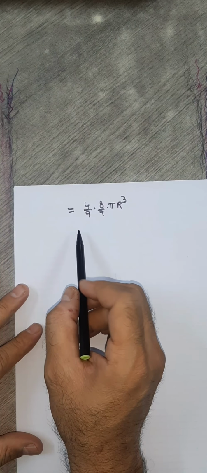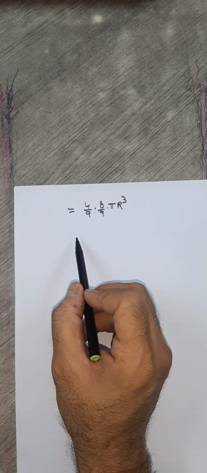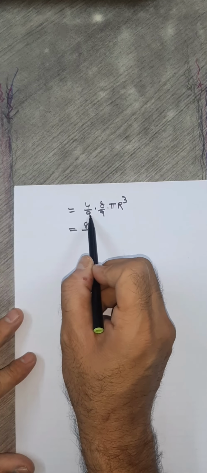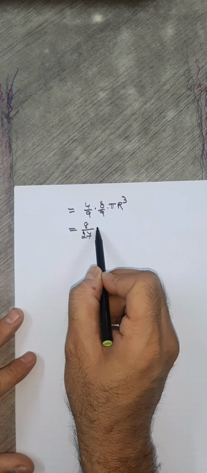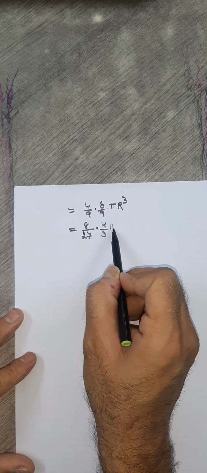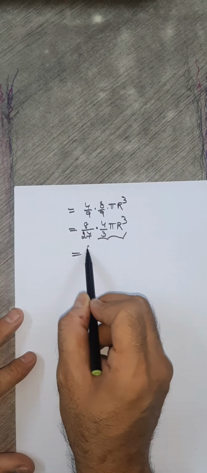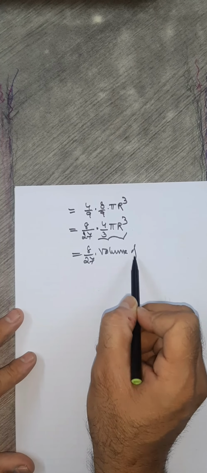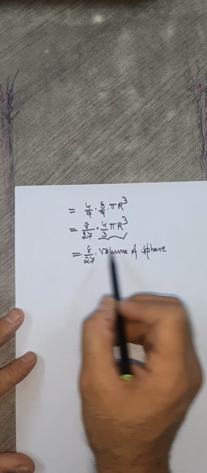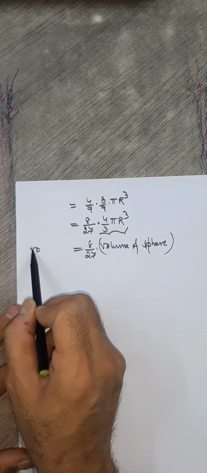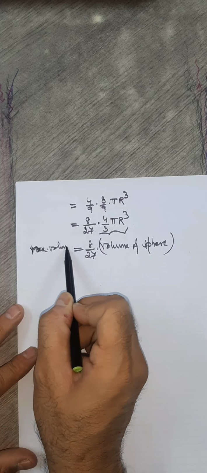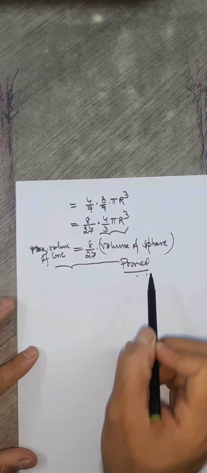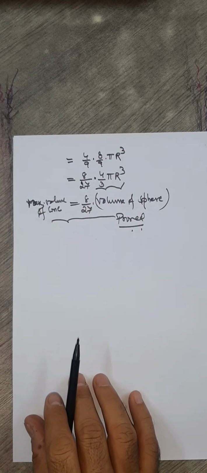Now I'll just set this as per our requirement. What you want is 4/3, so 8/27: I'll take 3 from here, so 4/3 into pi r cube. This is just rearranged as per our proof. This is the volume of a sphere. What was this? This was the maximum volume of the cone, the largest volume of the cone, and therefore proved. So it's such a nice question. The diagram was the only crucial point here.